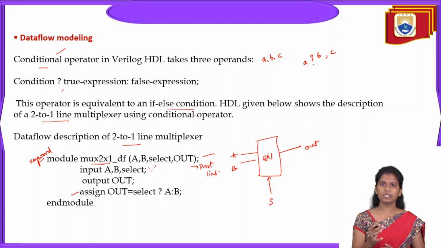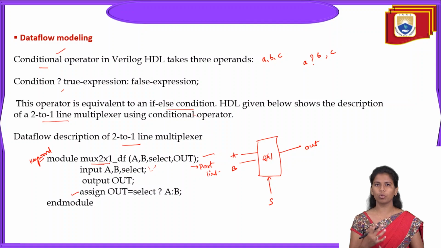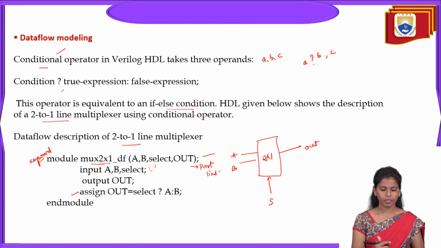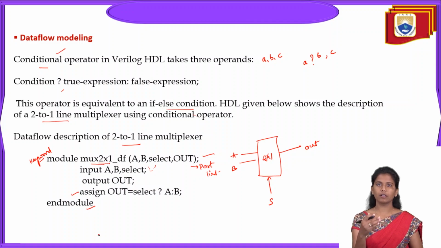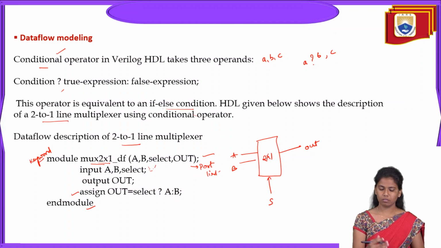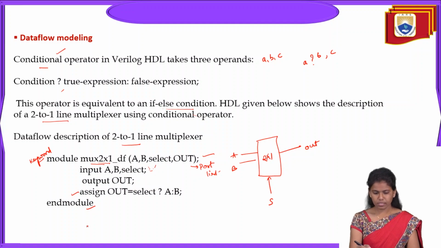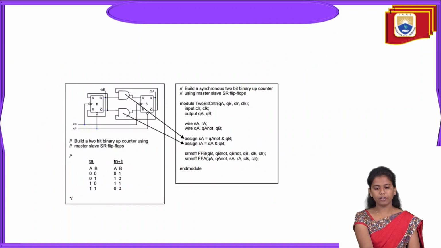So I can say that the best example you can give for the conditional operator is the 2-by-1 multiplexer. From an exam point of view, if you are asked to write a program using the conditional operator, better go with the example of a 2-by-1 multiplexer or a 16-by-1 multiplexer, as you wish. Then I'm assigning the output equal to select ? A : B, and finally I'm ending with the terminator called endmodule. So this is the data flow example under data flow modeling.